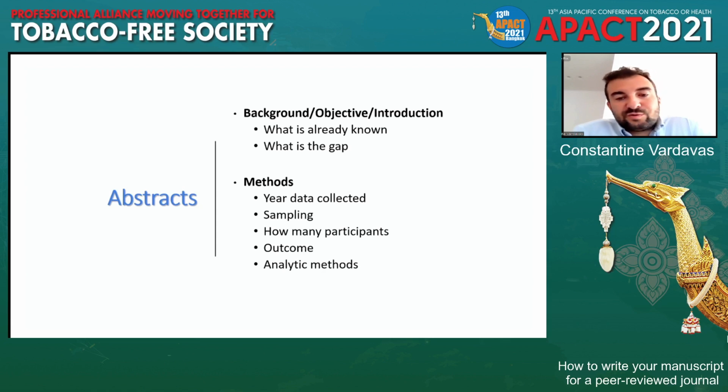The next 2 to 3 lines of the abstract are the methods, where you want to write again, remember, the who, the where, the when, and the how. So it's the year the data is collected, the sampling, how many participants, what outcomes were measured, the study design, and what type of statistics were used. You want to include that information in the abstract.